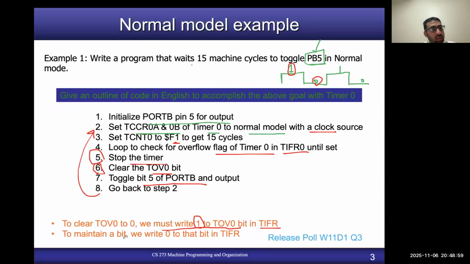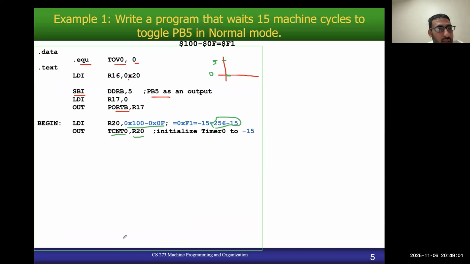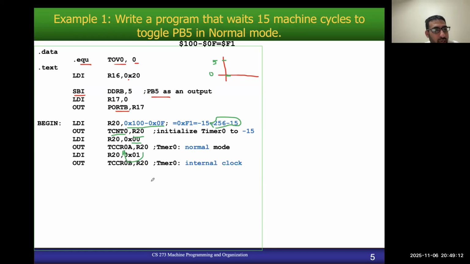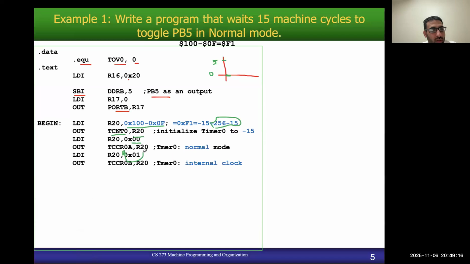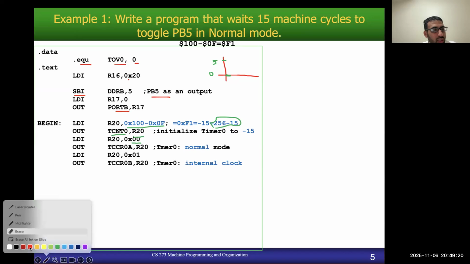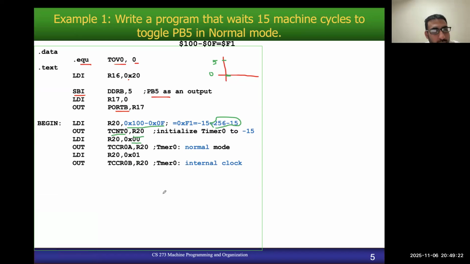So here we are putting 0 in R20, and then we are using the out instruction to put the value of R20 into the control register A, right? And then we are putting the value of 1 in the R20 and then writing that value to the control register B.